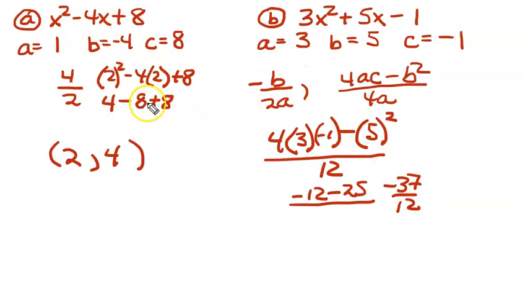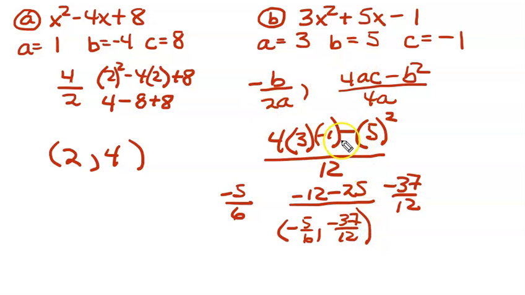So if you had to substitute, we didn't get our other value here. This one will be easy. This is going to be negative b, which is a negative 5 over 3, times 2 would be 6. So our ordered pair here is negative 5/6 and negative 37/12. So you can see why this formula would be much more useful than trying to square this and then work with fractions in that way.